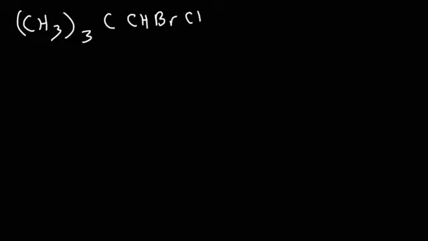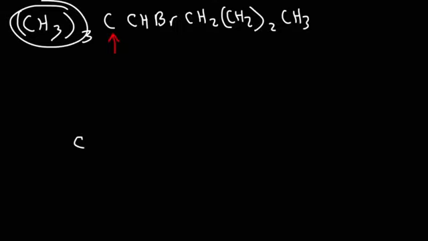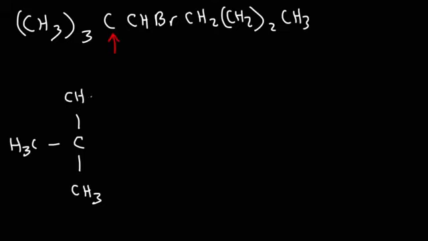So let me give you another example. So let's say we have (CH3)3C, and then a CH with a Br, and then a CH2, and then another CH2 times 2 followed by a CH3. Go ahead and expand that structure. So for this one, I'm going to start with a carbon atom. That carbon has 3 methyl groups connected to it. So here's the first one, here is the second one, and here is the third one.